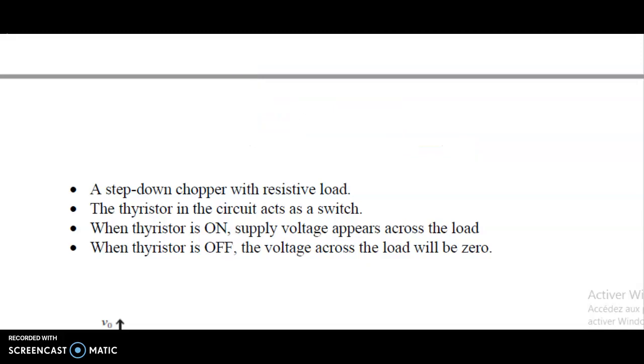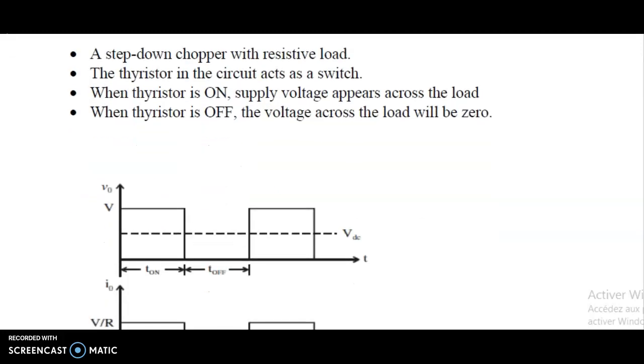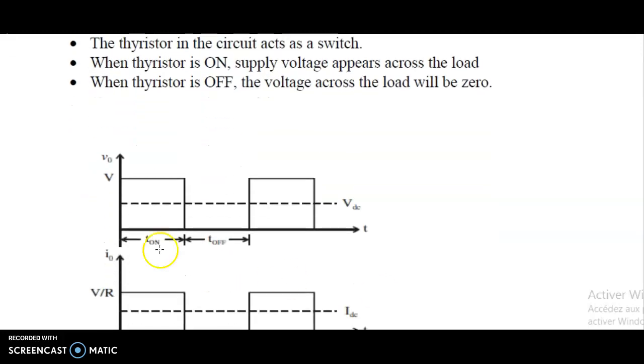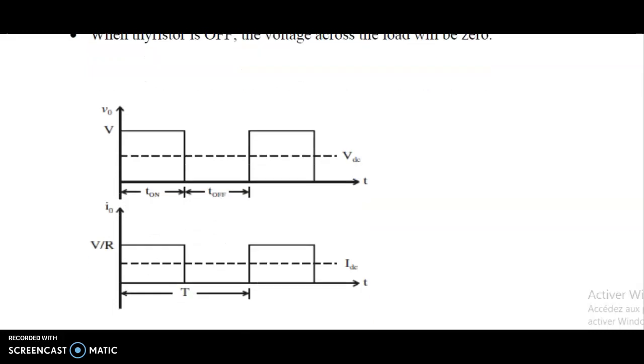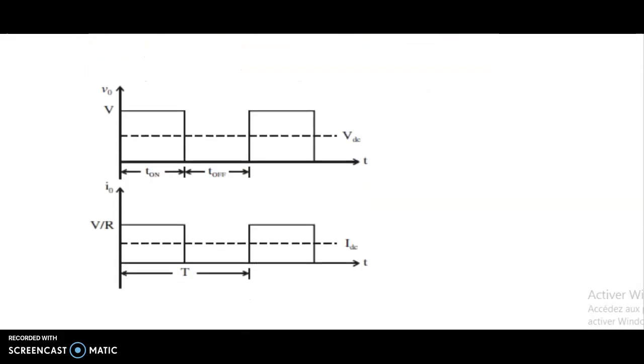All right, so we have it here. T on just means the time when the thyristor is on. V naught is equal to V. When the thyristor is off, V naught is 0. Then we're also going to see what VDC is as we progress.